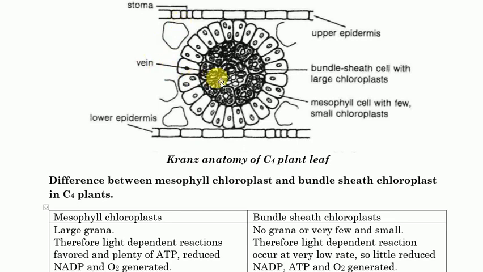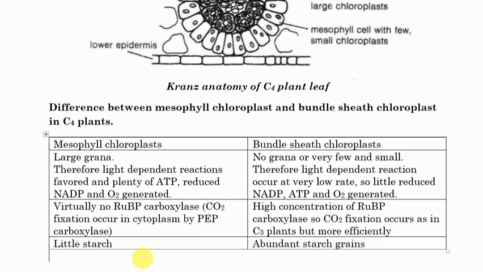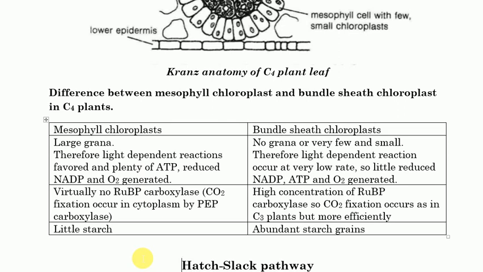Here are the stomata, the vascular bundle, the lower epidermis, and this is the upper epidermis. Here and below we can see the differences between mesophyll chloroplast and bundle sheath chloroplast. Mesophyll chloroplasts have large grana, the light dependent reaction is favored, and plenty of ATP, reduced NADP and oxygen are generated. As we know, the light reaction takes place in the chloroplast membranes, which are thylakoids, and the granum is a collection of thylakoids. So having large grana means it will favor the light reaction.